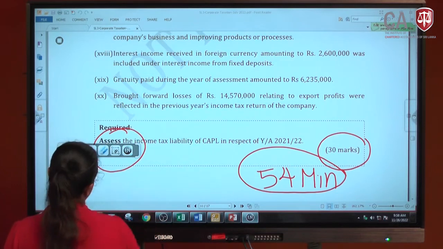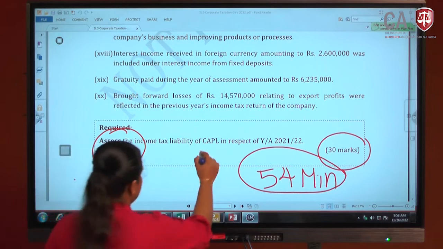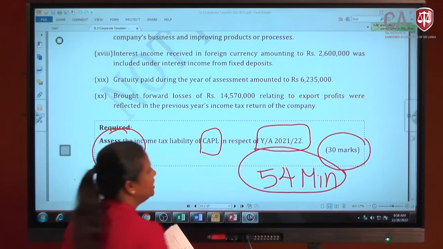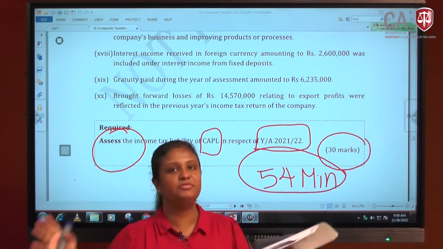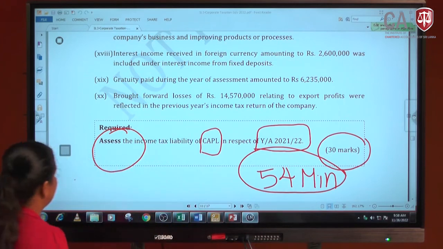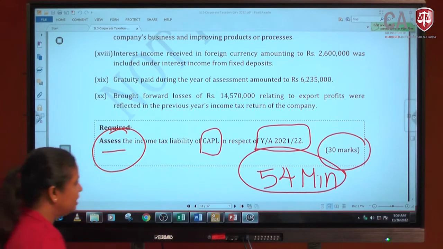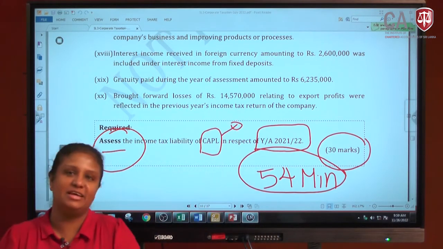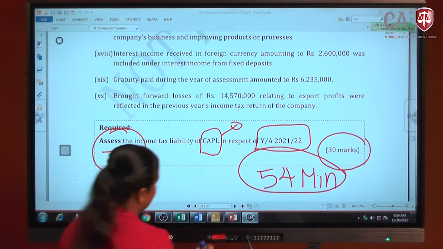It asks you to assess the income tax liability of CAPL, your company, in respect of the year of assessment 21-22. Even for the December examination, the same year of assessment applies, so you have to assess the income tax liability of the given CAPL. Now, what is this CAPL? Before coming to the question, let me explain what this CAPL is.